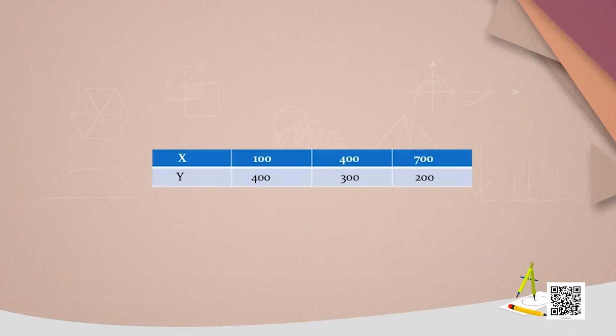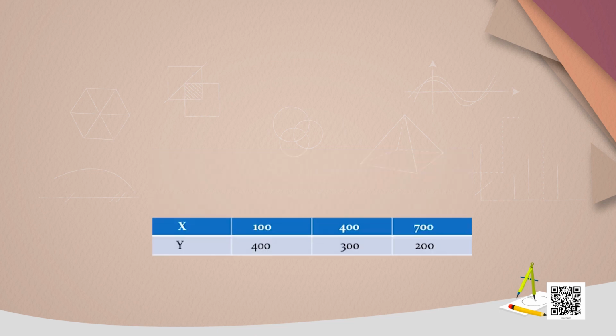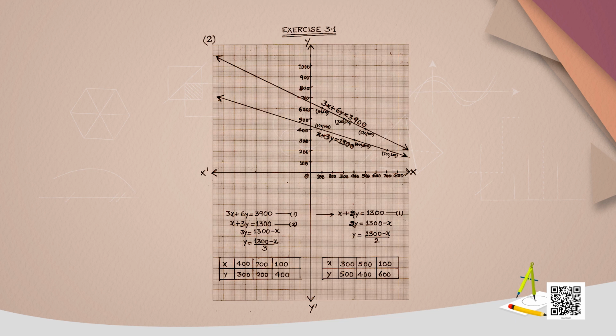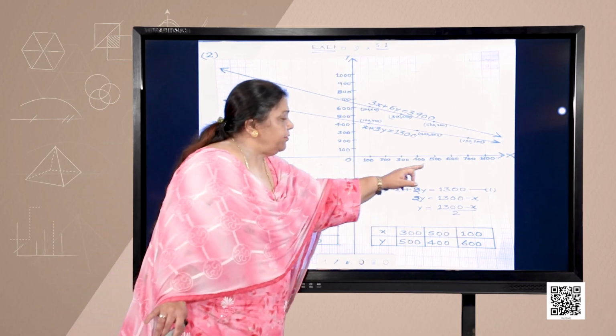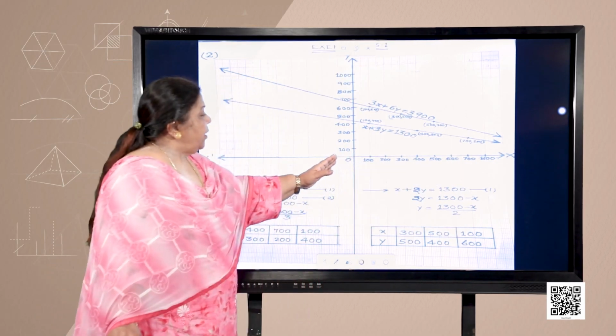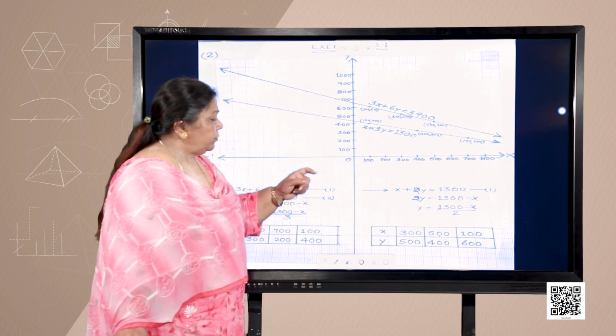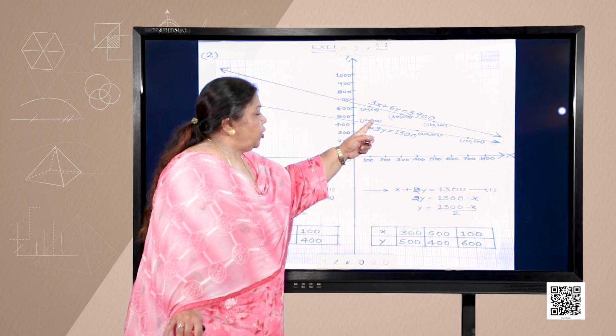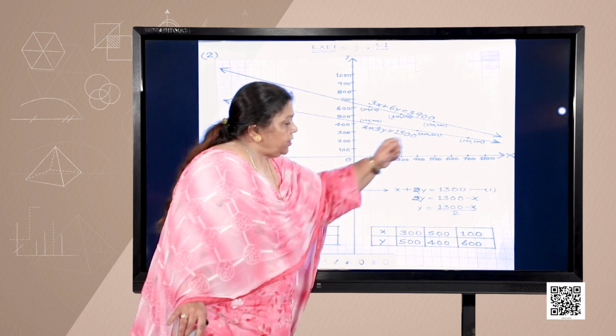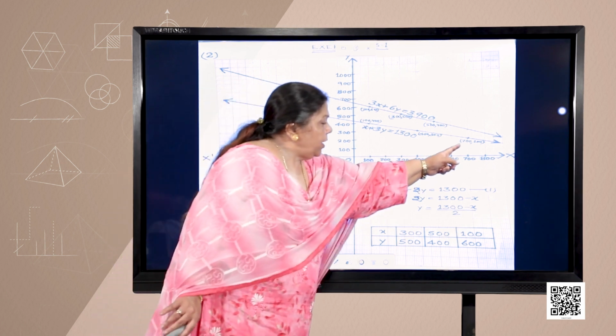X is 100, so y is 400. For 400 it was 300, and for 700 it was 200. So these points we will be plotting on the graph. The graph looks like this. We don't require negative values, so we have taken the first quadrant of the graph. We have marked 100, 200, 300 on the x-axis, and likewise on the y-axis also. By plotting the points, you can see here this is 100 comma 400, 400 comma 300 and 700 comma 200.